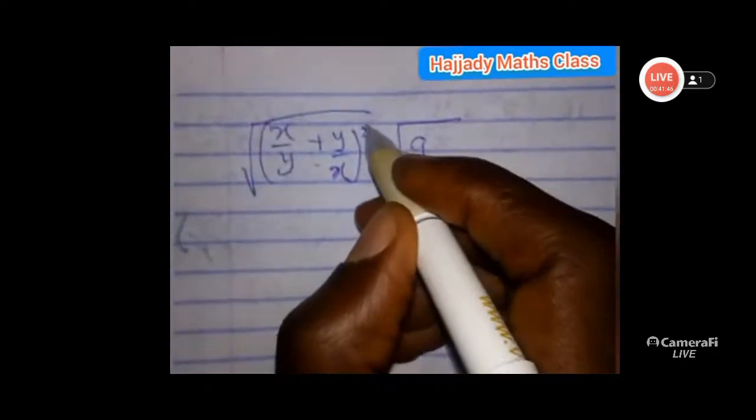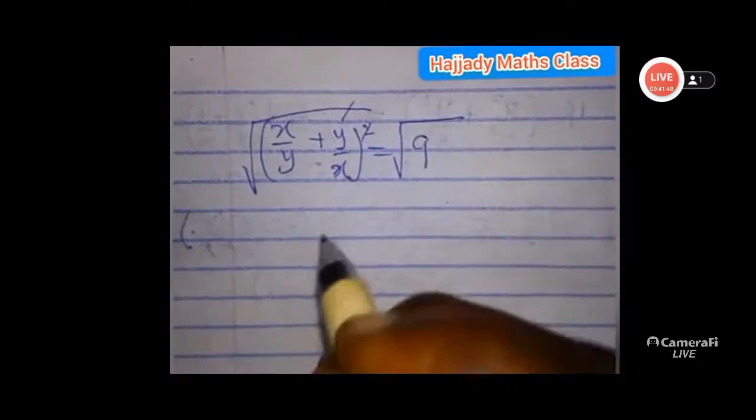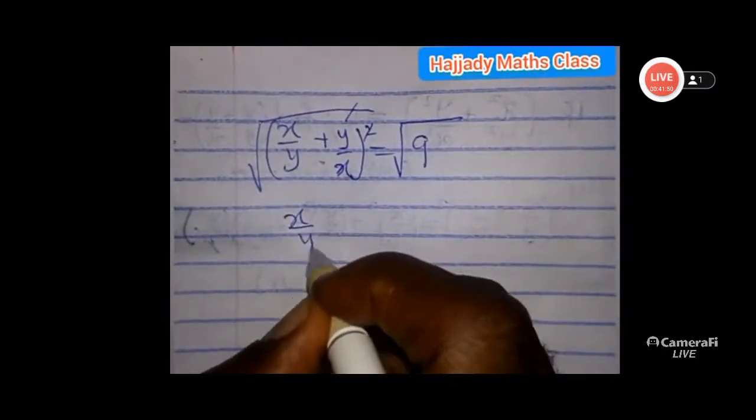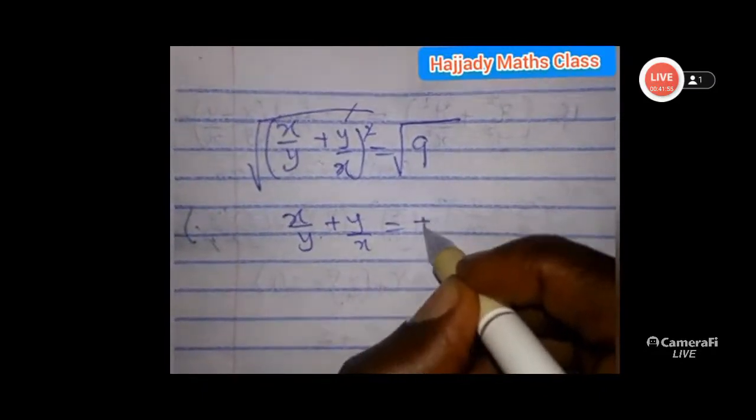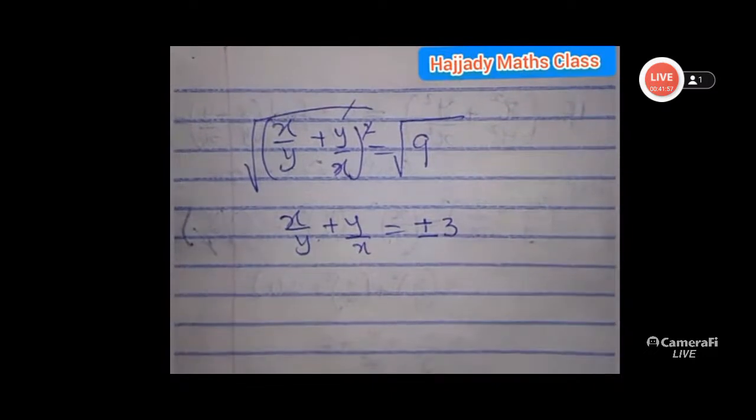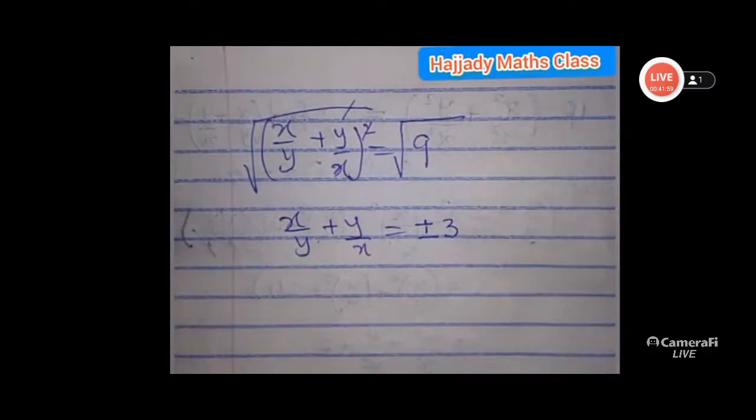Squaring both sides, this square cancels out this. And finally, we have x over y plus y over x equals plus or minus 3. So this is our final answer.